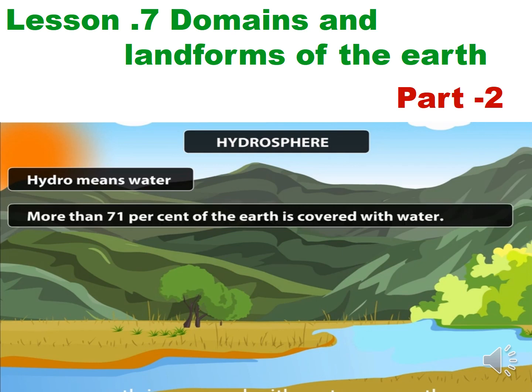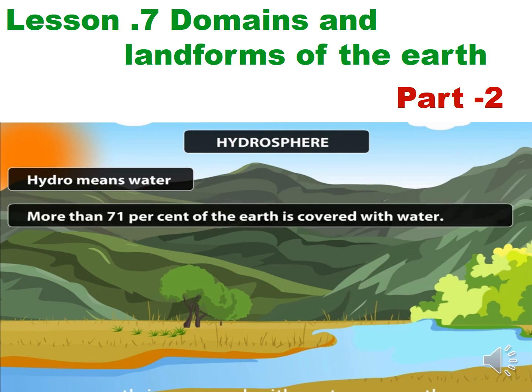First of all we have to learn about hydrosphere. Hydrosphere means neerkolam. Water is very important for our survival. Without water we cannot live. So water and air are very important for our survival.